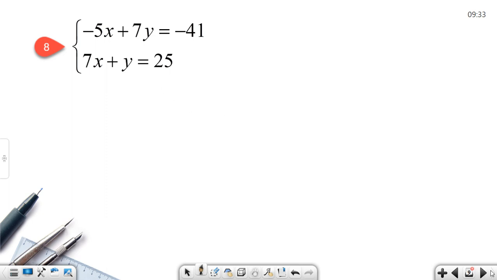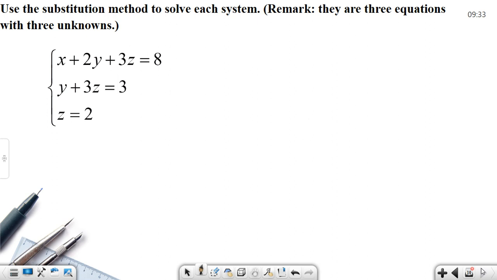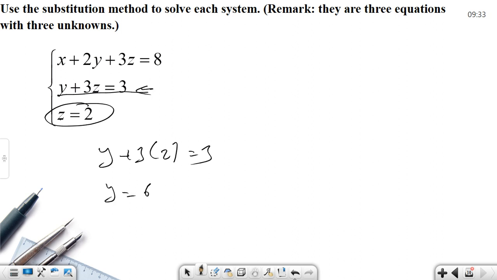Let's continue with the last question. Use the substitution method to solve each system. I put only one example. What is given? z is 2 is given. So there are x, y, and z, and the second equation is y equals 3z plus 3. So z is given, and I can find the y value by using the second equation. y plus 3 times 2 equals 3y. Plus 6 equals 3, y equals negative 6. Minus 6, minus 6. If you ask me, 3 minus 6 is negative 3. So y equals negative 3.